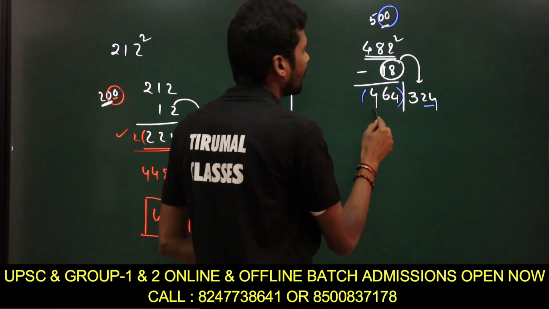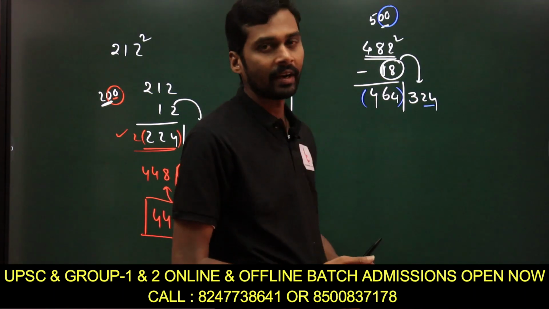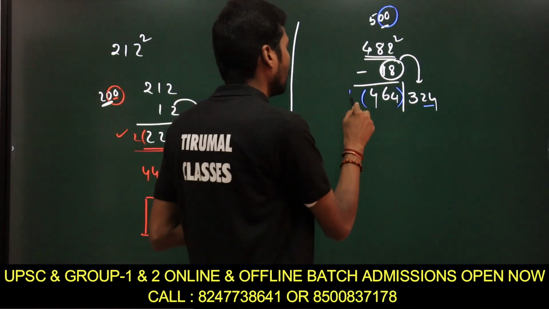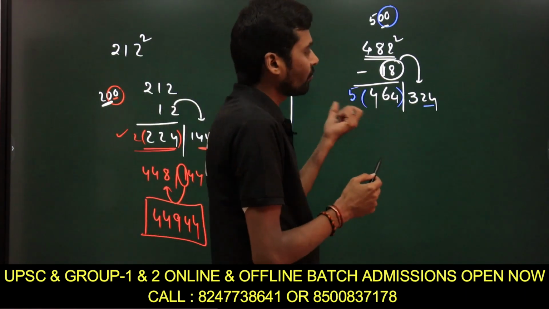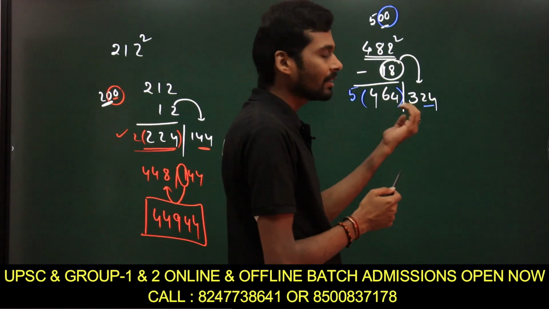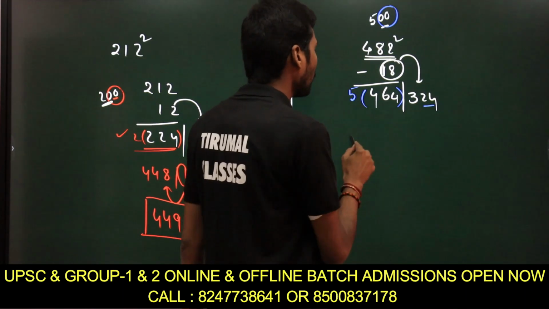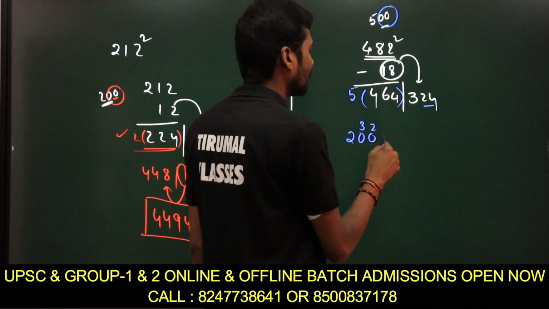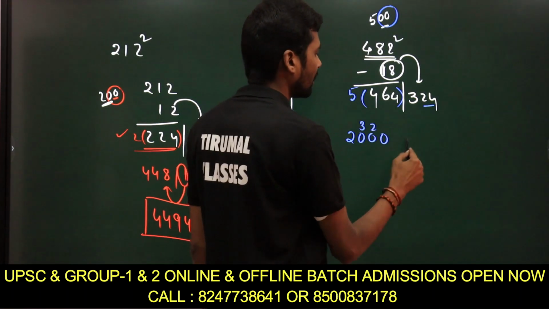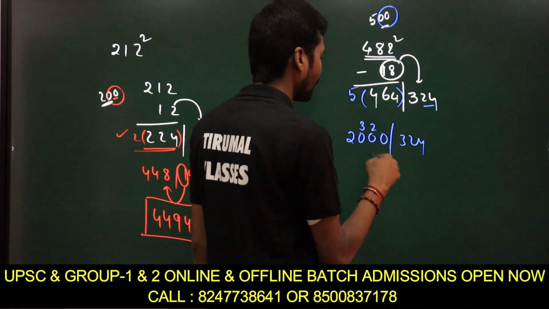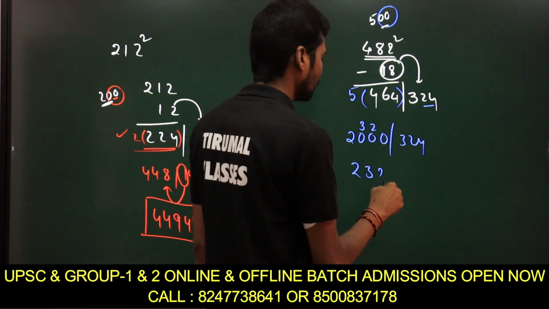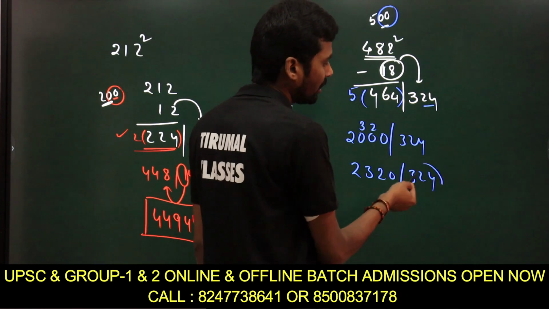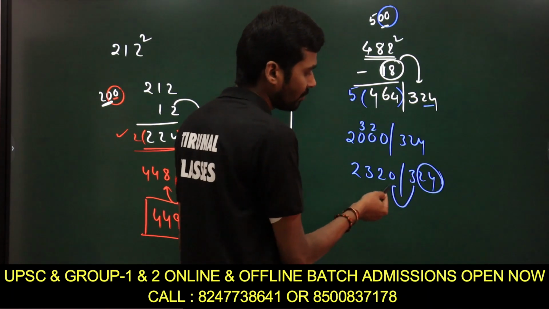And also since I am taking the base number as 500, I have to multiply the left side part with which number? 5. But you always do the left side part first and then come to the right side part. So 5 4s are 20, 5 6s are 30, 5 4s are 20. And the right side part is what? 324. If I add the terms, it becomes 2320 and 324.